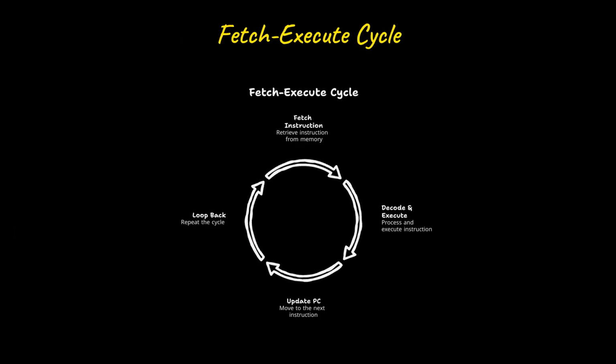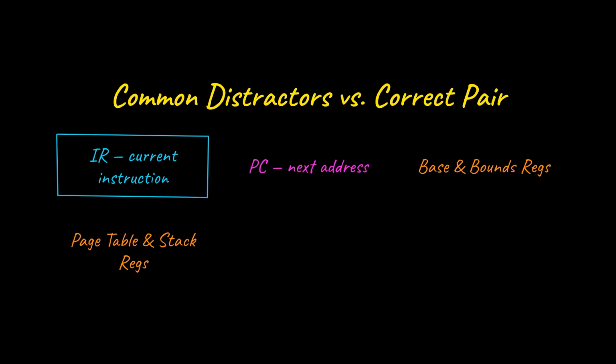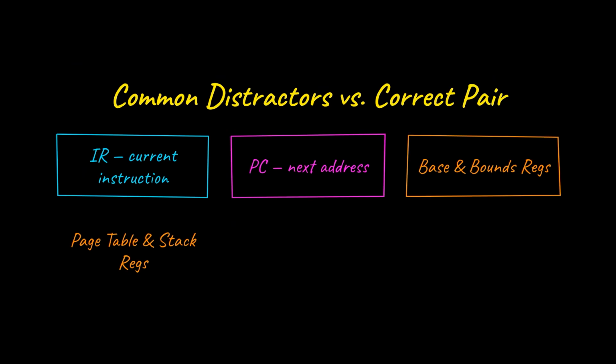When that finishes, the cycle repeats. Distractor pairs like base and bounds registers or page table and stack registers name real components, but they handle memory range checking, memory mapping, and subroutine calls. None of them hold the current instruction or point to the next one. Only the instruction register and program counter fill those two specific roles.